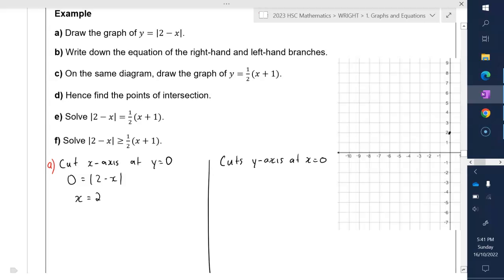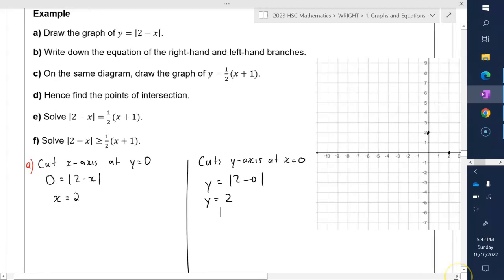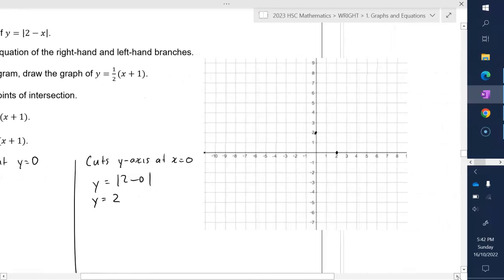Where does it cut the y-axis? It cuts the y-axis when x equals 0, so y is going to be 2 minus 0. So again, y is equal to 2. If you have a look at our graph, I've popped those two points on there, here and here. Remembering what an absolute value graph does, this is basically the line minus x plus 2, so this line here, but the negative part has been cut off from the bottom and flipped up here.